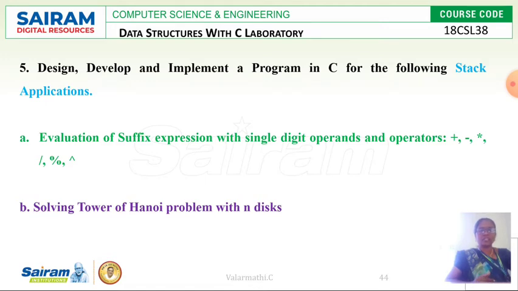The second application is solving Towers of Hanoi with n disks. That is another application of stack, which is treated like a game, right? So how to solve the Towers of Hanoi problem with the usage of a stack is another concept program we are going to see in this lab, in this experiment 5, right?